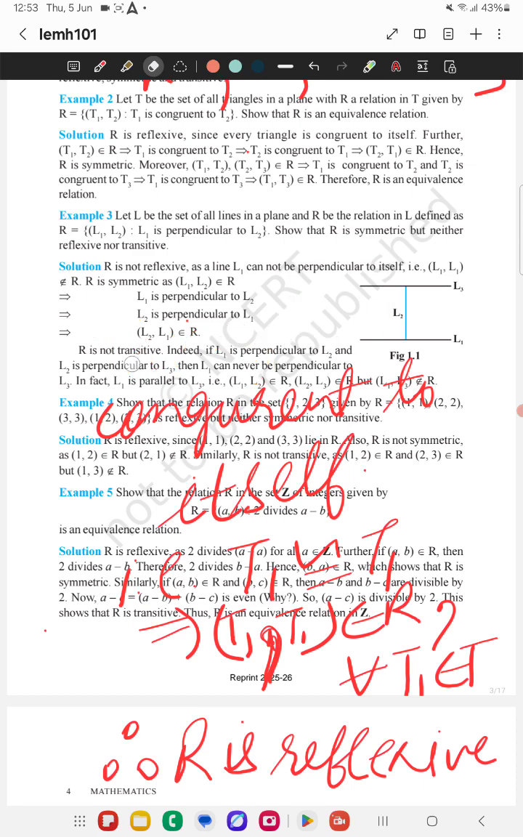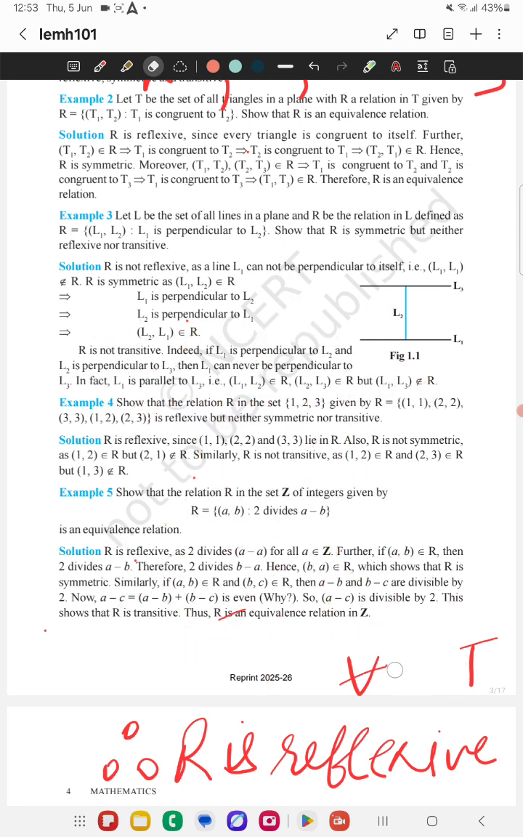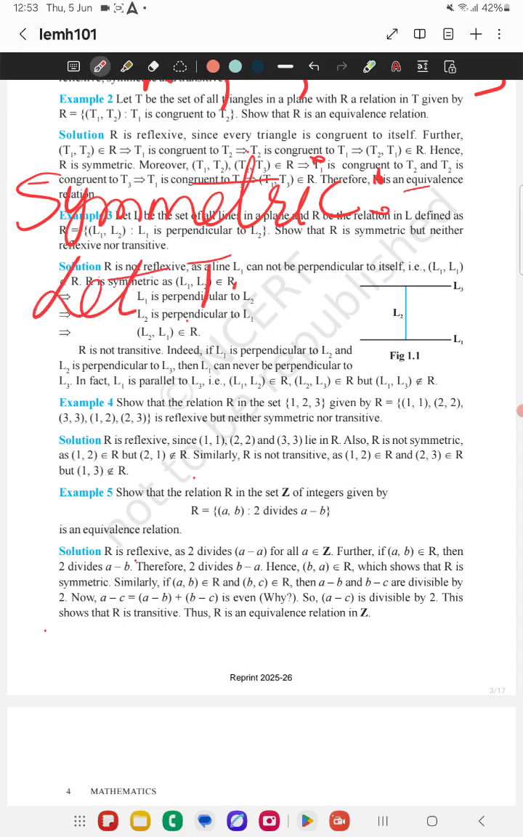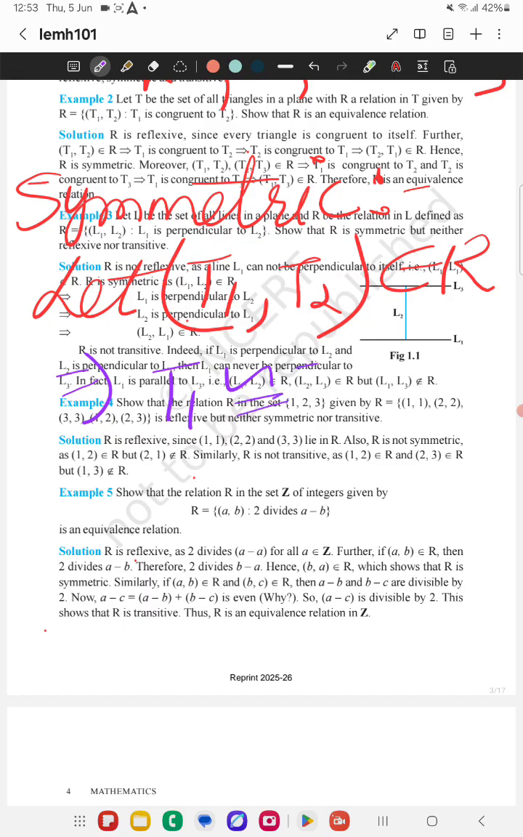Now we will proceed toward the second step. I will write for symmetric. For symmetric, the definition must be clear in your mind. So we will take let (T1, T2) belongs to R. In the back of your mind, it should be clear that we have to show (T2, T1) belongs to R. So if (T1, T2) belongs to R, what does it mean? It means T1 is congruent to T2. You have to write for all T1, T2 belongs to T.